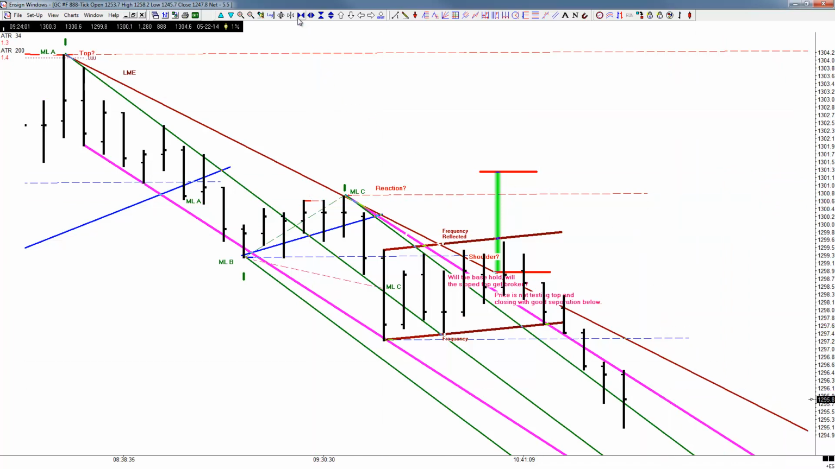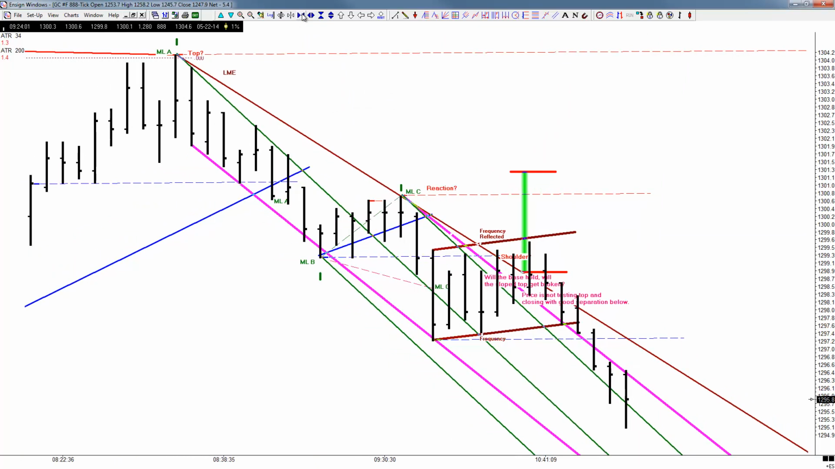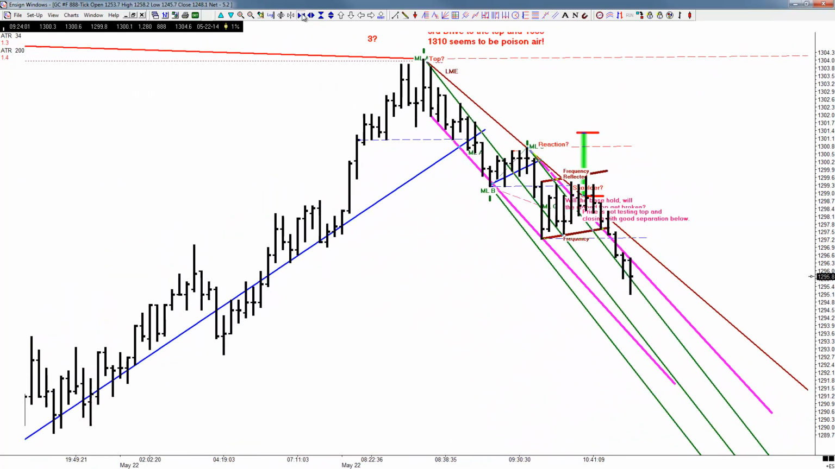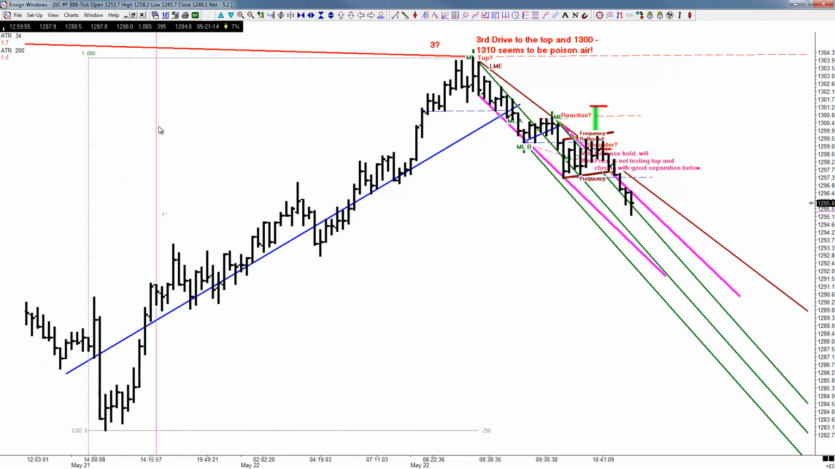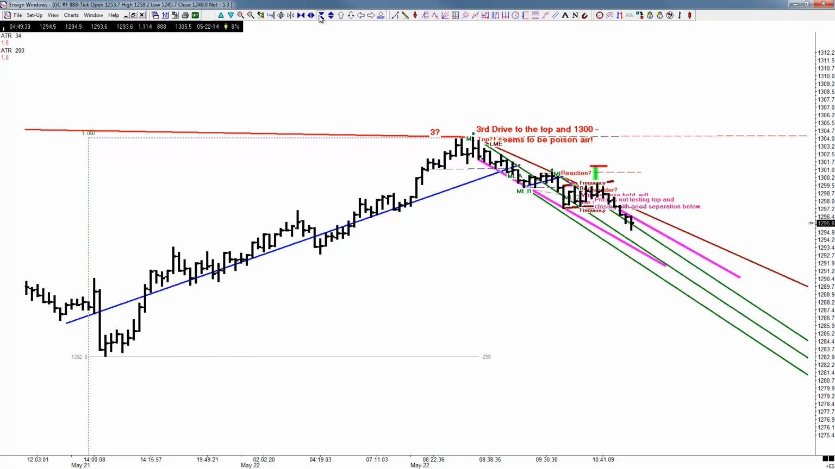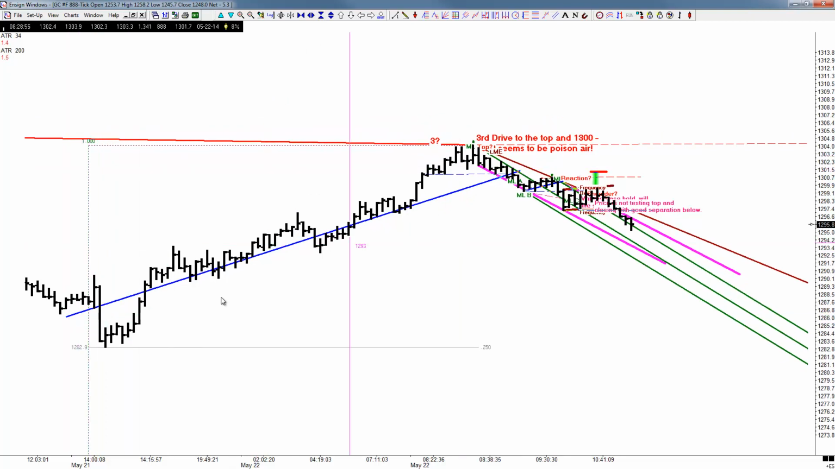I had something earlier on. I'll go back to it, Sean. And you might remember from Monday, you might not. I marked this low. Here's my line of frequency. I marked this low, and I said, what if this low to this top was the range? Okay?